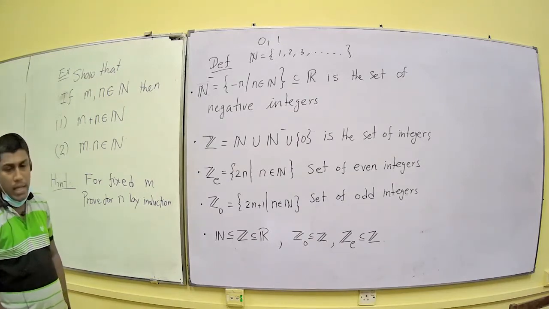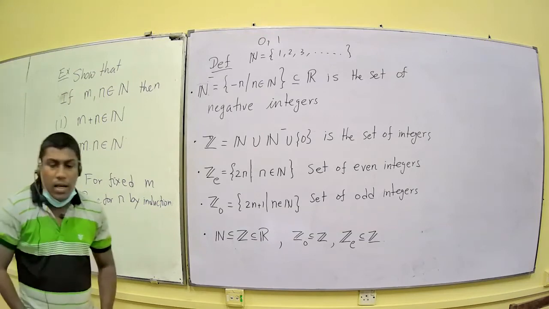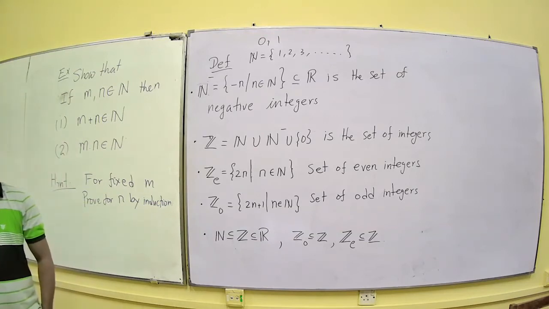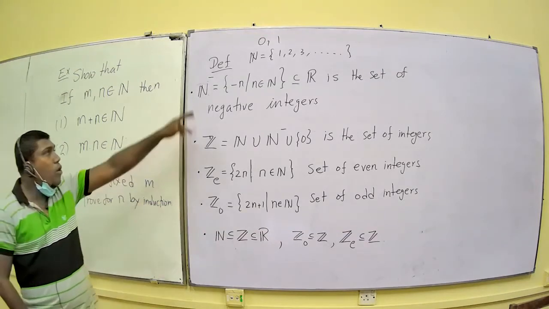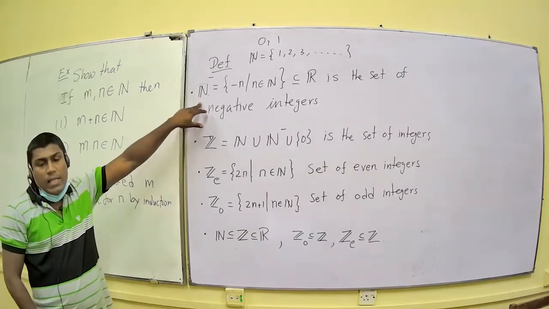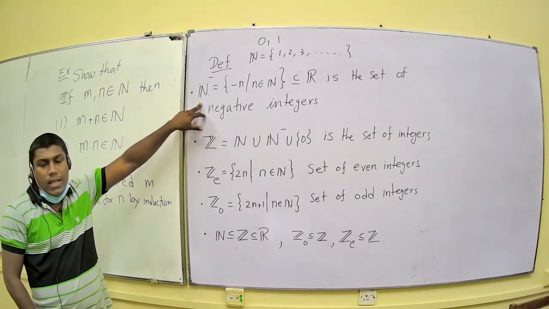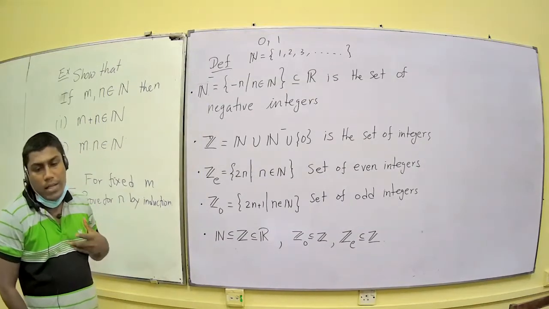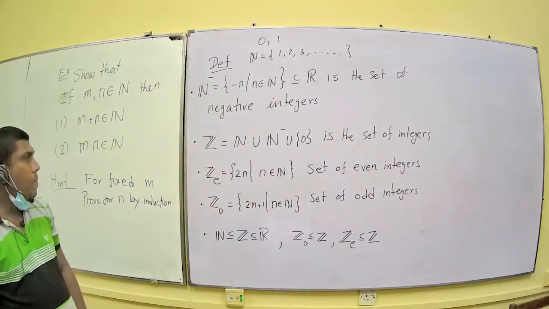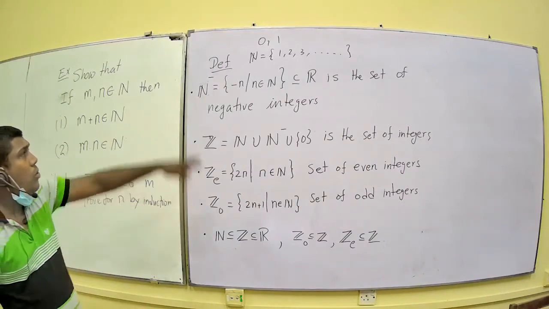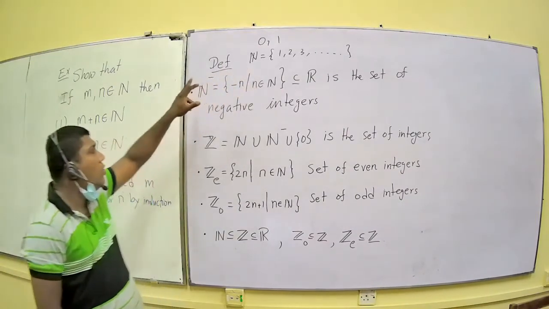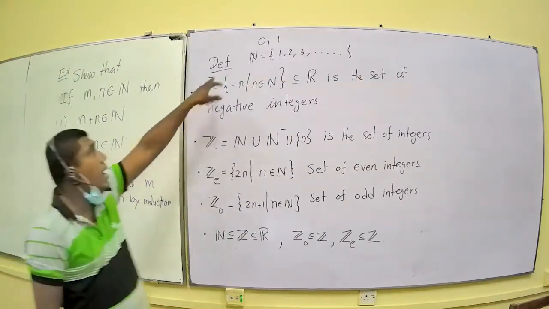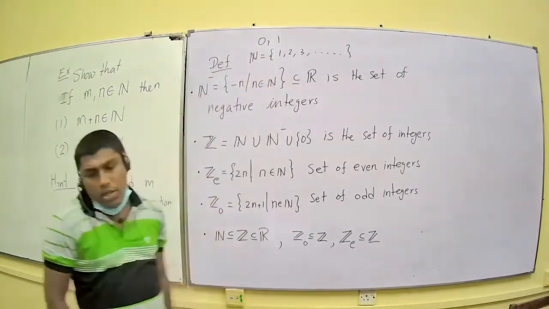So you take that collection, the additive inverse of each natural number, and that will form a negative integer set. So we call that set the negative integer set. Those are -1, -2, -3, and so on. Okay, so now you have natural numbers, you have negative integers, and then you have 0.